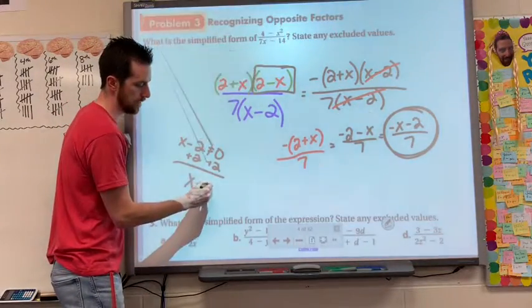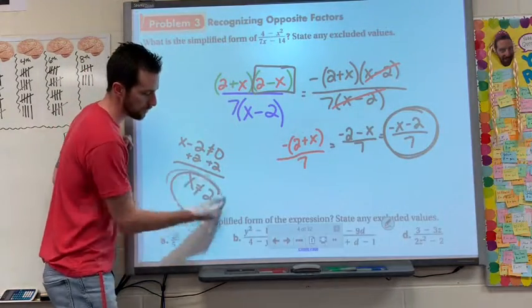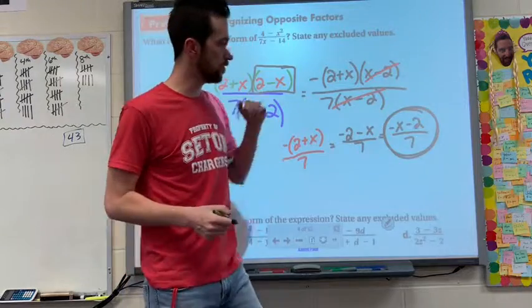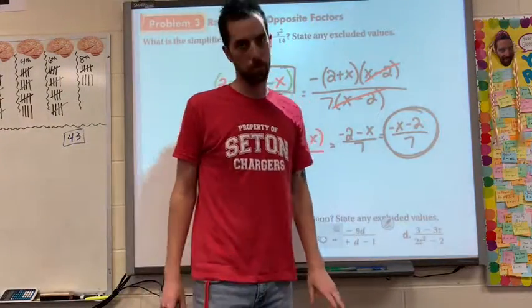So x cannot equal 2. Bit of a light show as well. So there's your exclusion. X cannot equal 2. Here it is in simplest form. -x minus 2 equals 7.